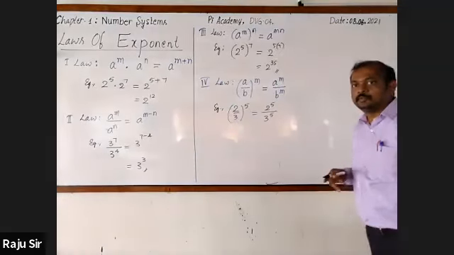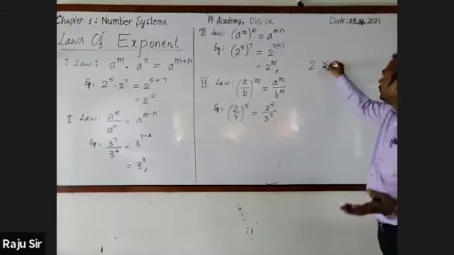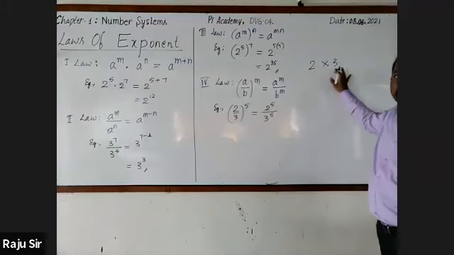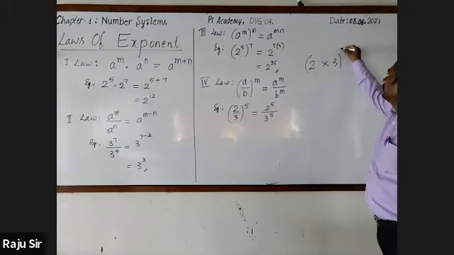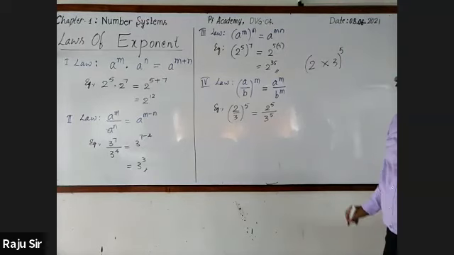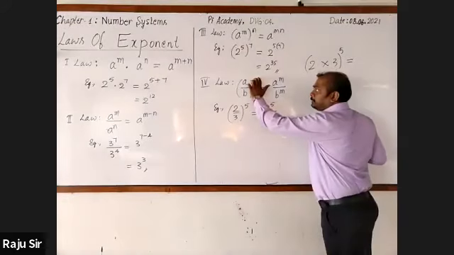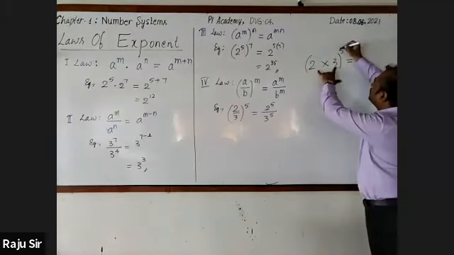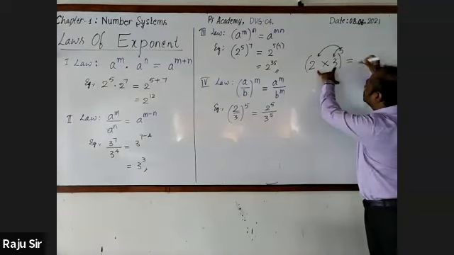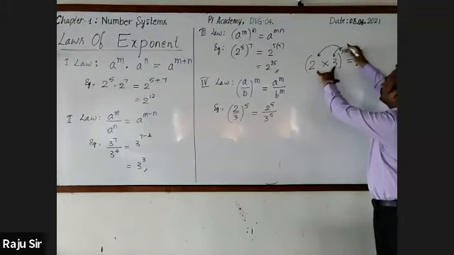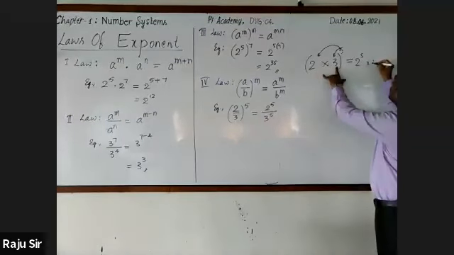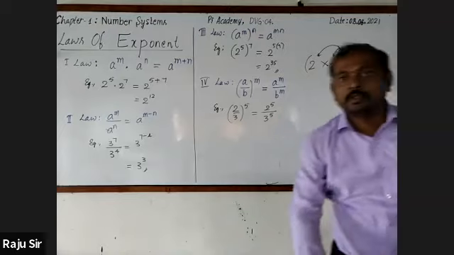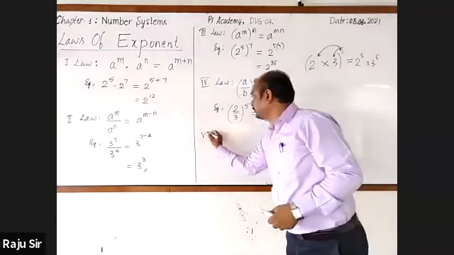Okay, observe. Here I'm writing again 2 different numbers, 2 and 3, that is 2 into 3, whole raised to the power 5. This is 2 raised to the power 5 into 3 raised to the power 5. Here a product is there, so your power should be applicable to both the numbers. Now generally it can be written as the fifth one, right?